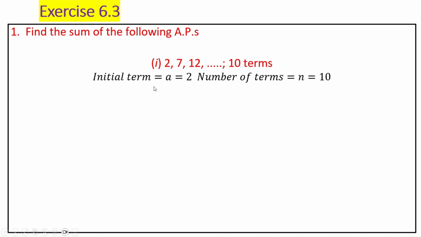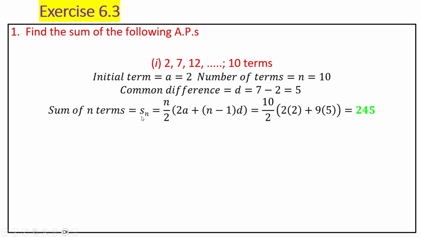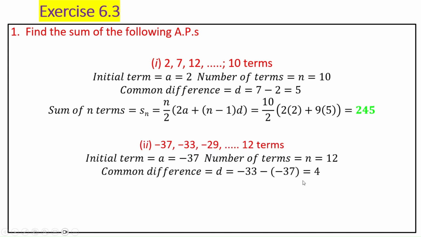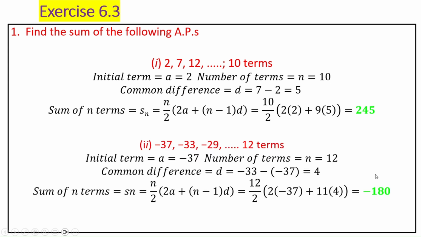Okay, in all these problems what you have to do is take the initial term, which is a equals 2, number of terms n equals 10, common difference is 7 minus 2, that is 5. Once you know these three values, you just substitute in the sum of n terms equation. Okay, the answer is 245. Similarly, you can do this for the next one. Okay, the answer is minus 180 for the second series.